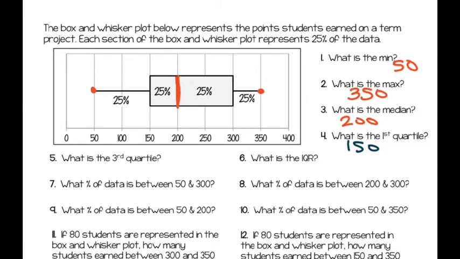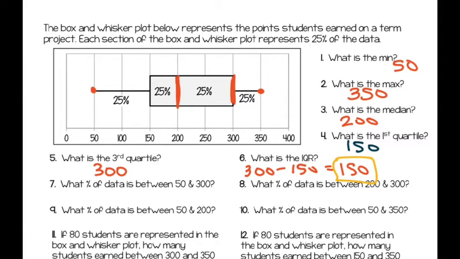Okay, next, what is the third quartile? The third quartile is going to be the upper end of the box, so that's 300. If you think about the 25%, we've got 75% of the students scoring between 50 and 300. Only 25% of the students scored above 300. Those are things that we can tell from the box and whisker plot. Okay, what is the interquartile range? You're going to take the top end of the box, subtract the bottom end of the box, and you're going to get 150. That's the interquartile range.